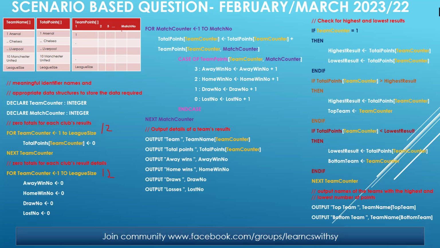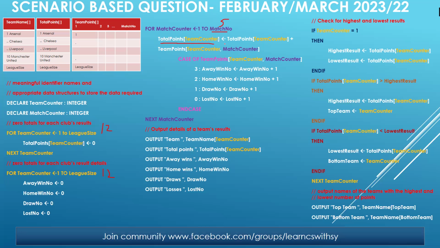Now, for match counter equals 1 to match NO, assume, just for the purpose of simplicity, we are making it 1, 2, 3, 4, 5, fine? So it means here you can see match counter equals 1 to match NO. And what are we doing? Since we were told the data is already stored, we are simply storing the total points.